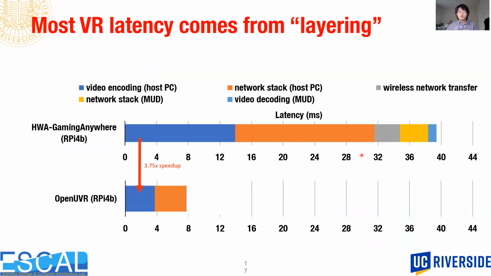With these improvements, we have a 4.46 times speedup in the host PC's network stack. And if we add up all of these latencies, we get a total latency that is well below the 20 millisecond threshold. The network stack on the client is also reduced as a result of opting for a P2P network. In total, compared to the Hua Gaming Anywhere VR, we have reduced end-to-end latency by 25,134 nanoseconds.